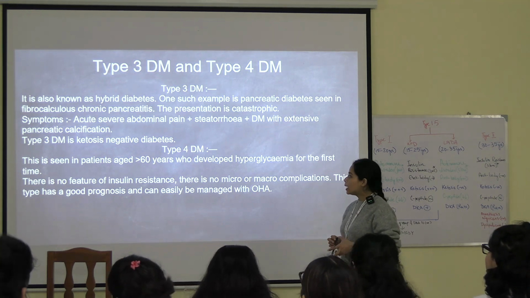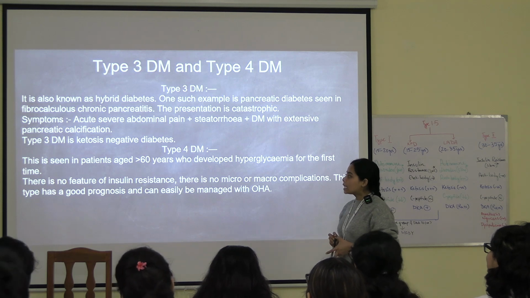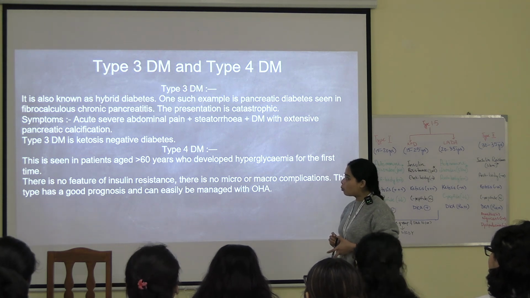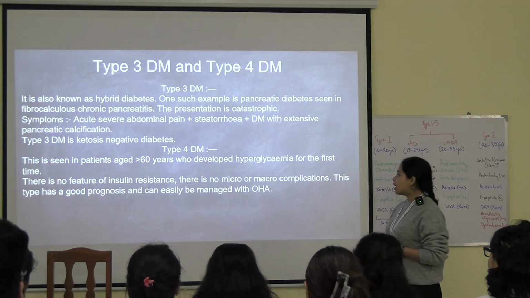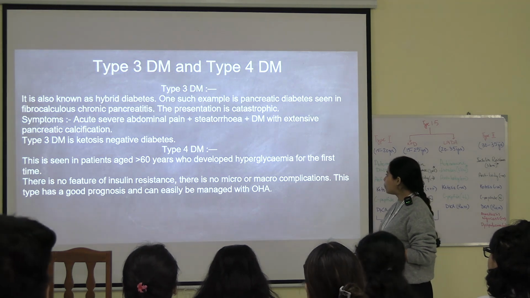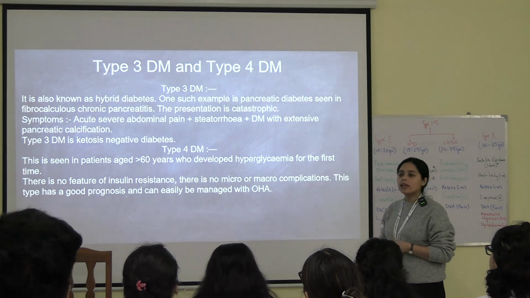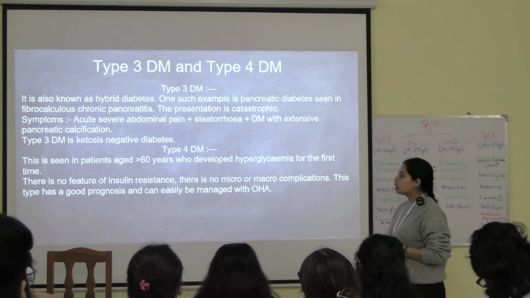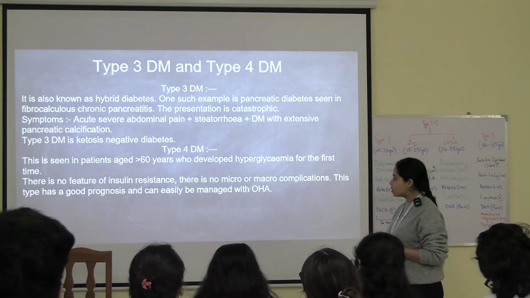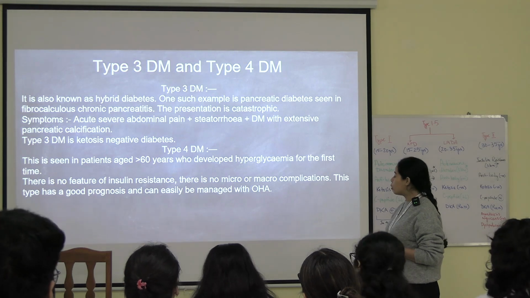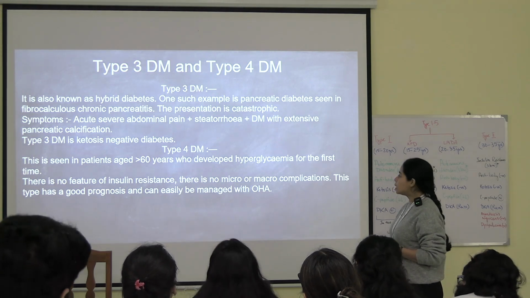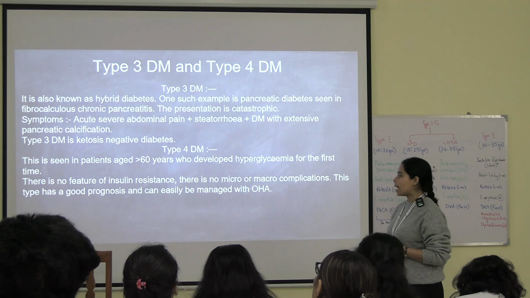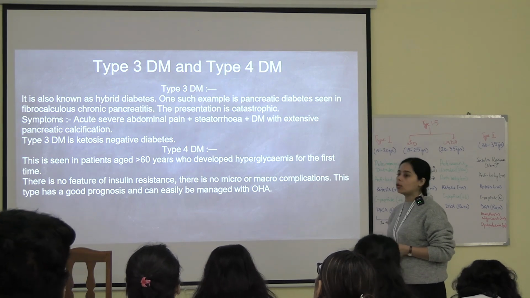Okay. Then coming to type 4 DM, this is seen in patients aged more than 60 years who developed hyperglycemia for the first time. Okay, age-related diabetes. There is no feature of insulin resistance. There is no micro or macro complications. This type has a good prognosis and can be easily managed with OHA.